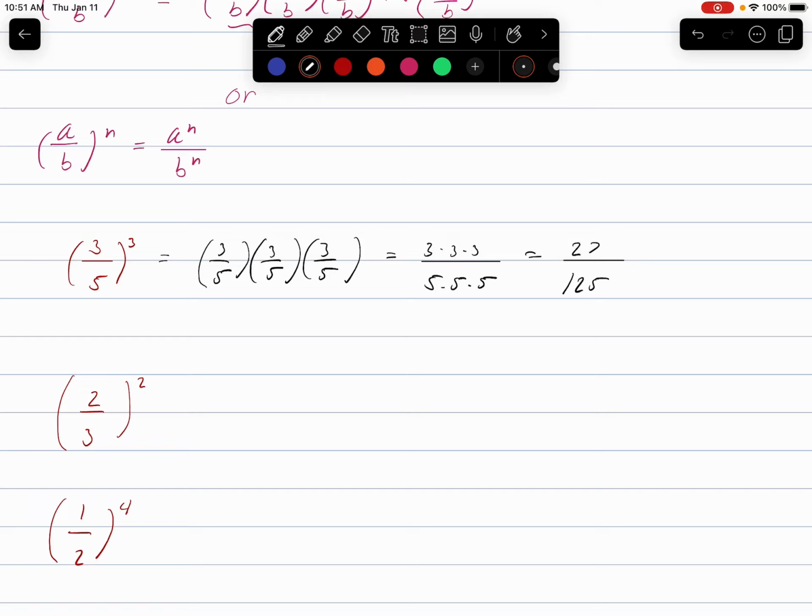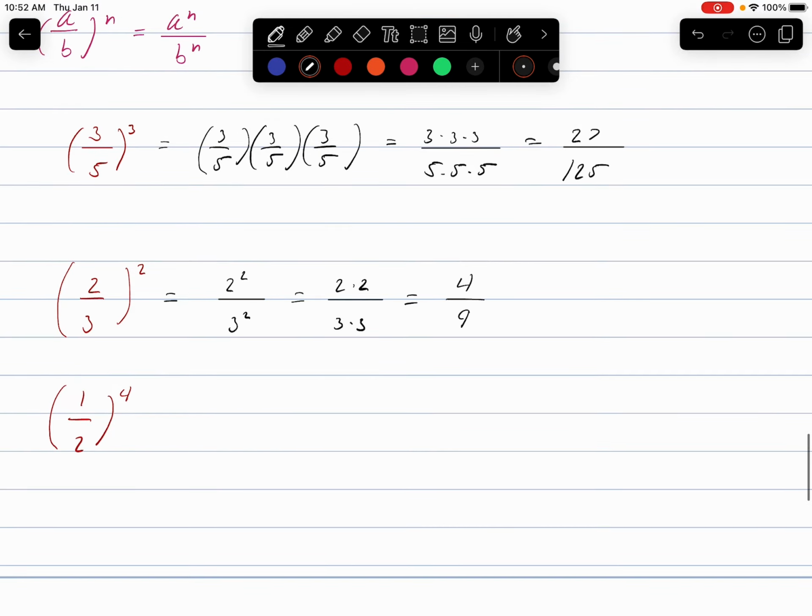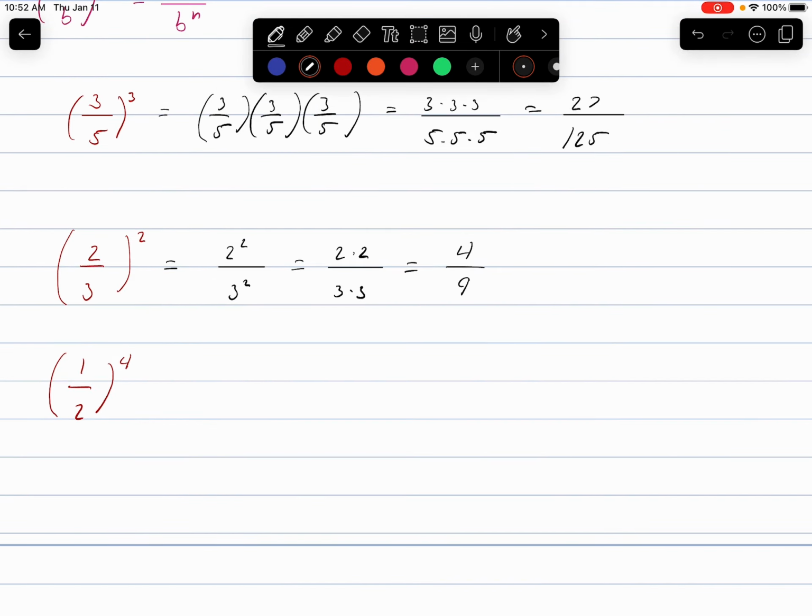So let's take a look at the other way we can go about doing this, and that is where we distribute this exponent down to the numerator and the denominator. So here we have 2/3 squared. We can take 2 squared over 3 squared, which is just 2 times 2 over 3 times 3, or in this case, 4 over 9. So 4/9 is going to be the answer here.